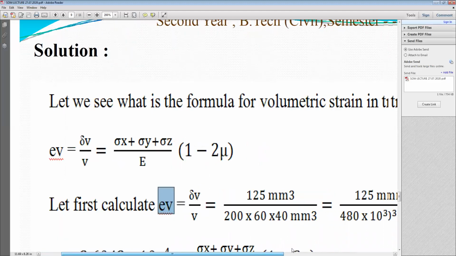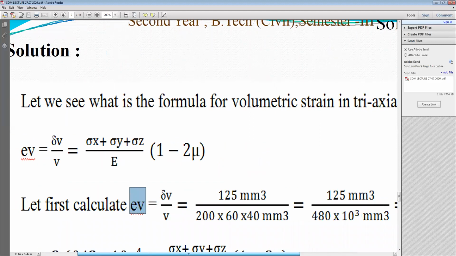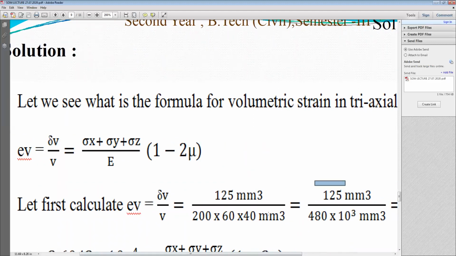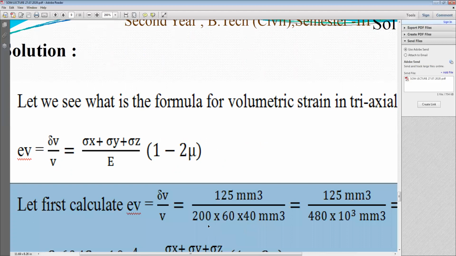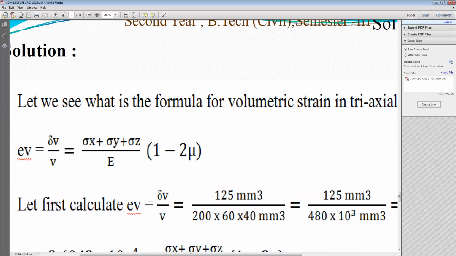So Ev will become 125 divided by 200 into 60 into 40. The volume of the body will become 200 into 60 into 40, which is equal to 480 into 10 raised to 3. This is nothing but the volume of that body. Please carry it out using your calculators. 200 into 60 into 40 is what? You have to recheck my answer. So 480 into 10 to 3 mm cubed is the volume.